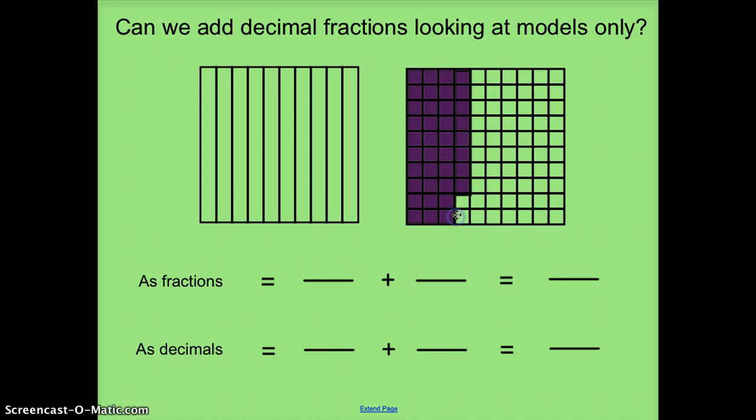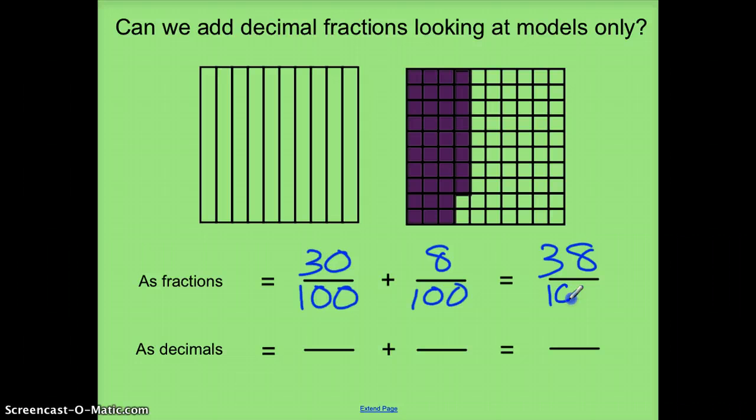So now it looks like I have 38 hundredths, so I'm going to write them as fractions. Originally it was 3 tenths, but I'm changing 3 tenths into 30 hundredths, plus 8 hundredths equals 38 hundredths.